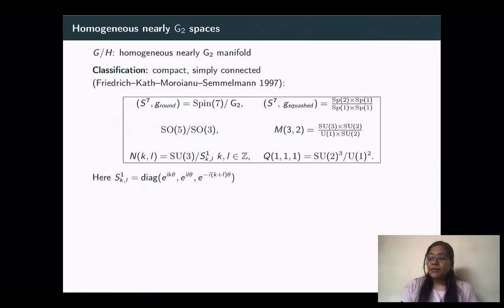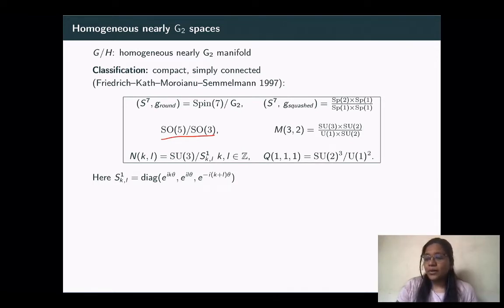For that, first of all, we will see what the homogeneous nearly G2 manifolds are, and in fact we have a classification. Friedrich, Karp, Moriano and Simmelman classified all the compact and simply connected homogeneous nearly G2 manifolds. In particular there are 6 of them. The first one is just a round sphere, which is Spin(7) mod G2. Then we have the squashed sphere, which is Sp(2) cross Sp(1) mod Sp(1) cross Sp(1). Then we have the Berger space, SO(5) mod SO(3). We have the Aloff-Wallach space, SU(3) cross SU(2) mod SU(2) cross U(1).